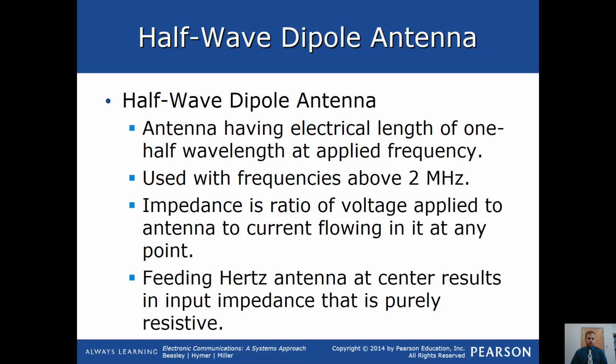And the impedance is the ratio of the voltage applied to the antenna to the current flowing in at any point. So that's a simple kind of Ohm's law. So Z equals V over I in that case. And of course, you have the feeding of the antenna at the center, which results in the input impedance being purely resistive, so you get maximum transfer of power.